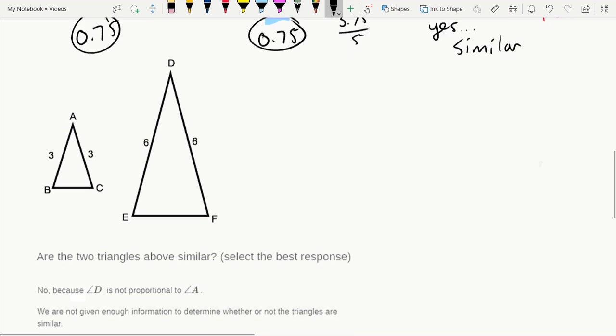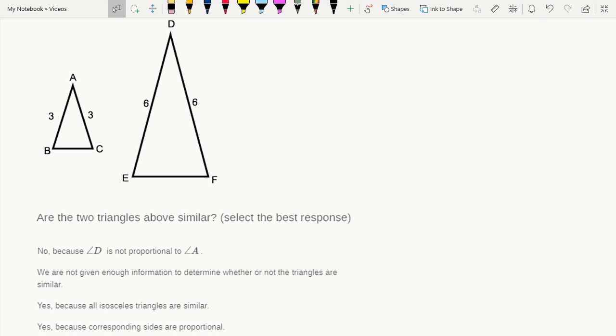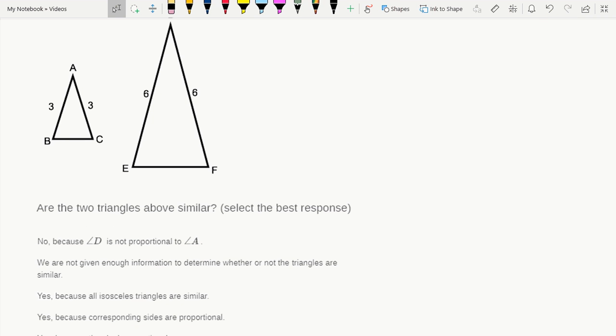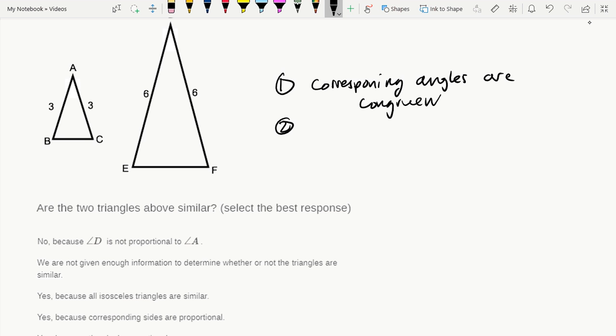Okay, let's work through this one real quick. Are the two triangles above similar? Select the best response. Remember, we need to know two things: that corresponding angles are congruent, and that sides are proportional.